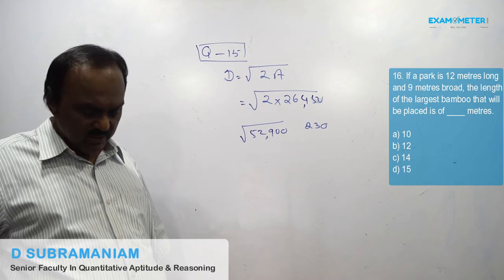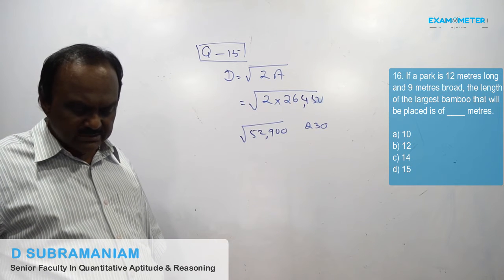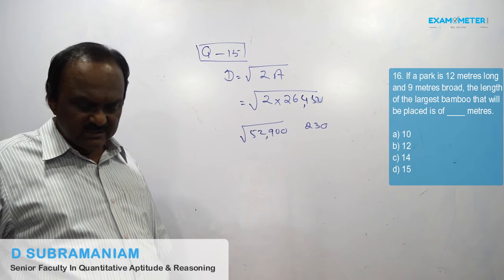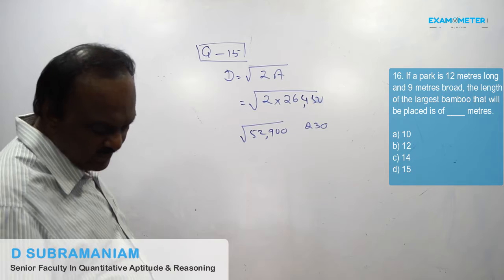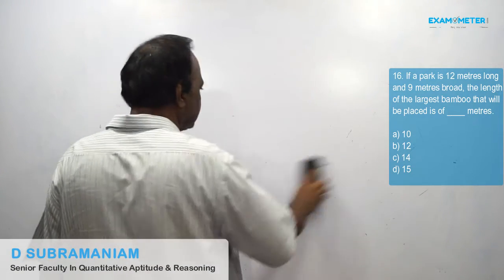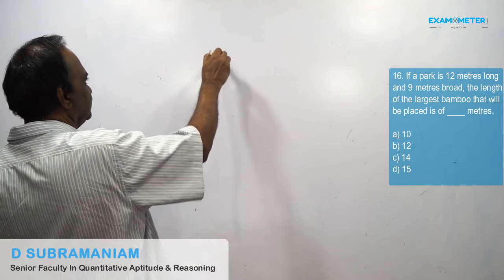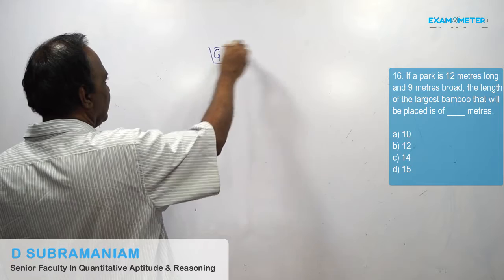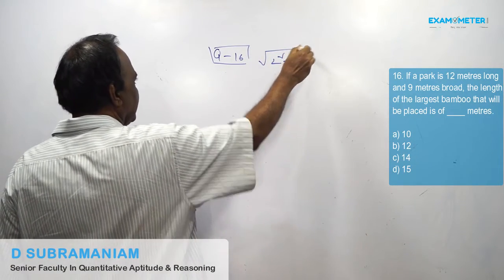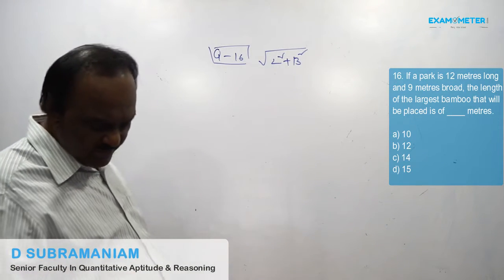16th problem. If a park is 12 meters long and 9 meters broad, the length of the largest bamboo that can be placed is of how many meters? Length of the largest bamboo is equal to root of L square plus B square.